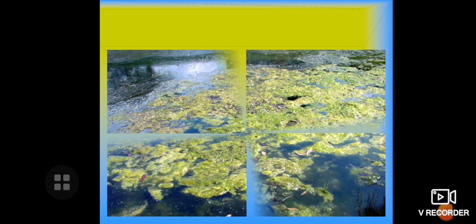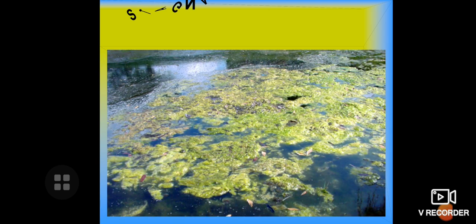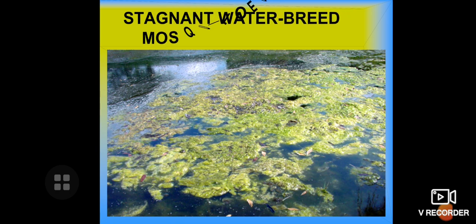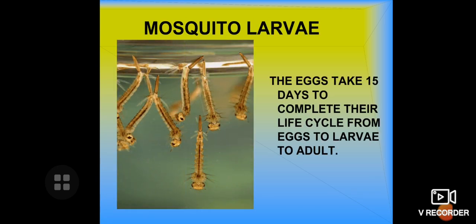Then we have stagnant water, which breeds mosquitoes faster. So here in the stagnant water also the mosquito breeding is very fast. This is a mosquito larva.